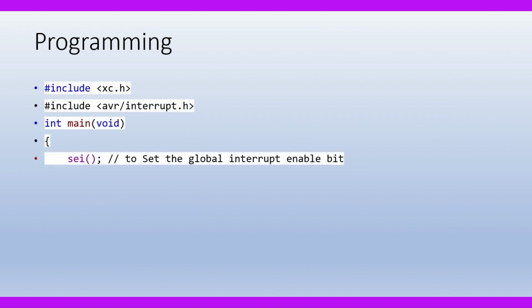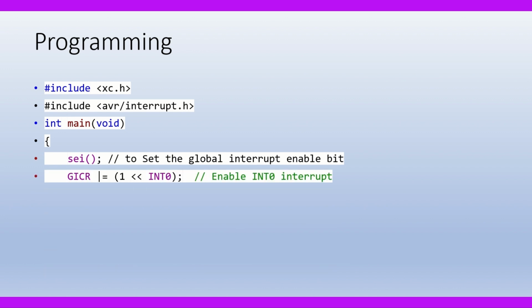Now let's understand the programming part. First we have to include the header files, and then we have to enable the interrupt at the global level by calling the SEI function. Now we have to enable the INT0 node. For that we have to configure the GICR register.